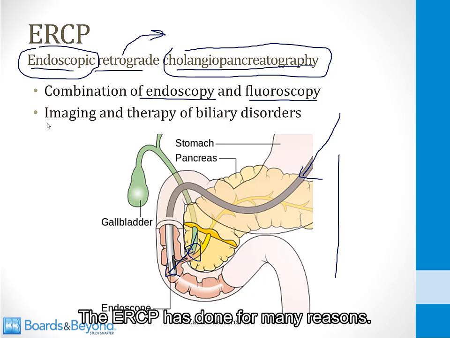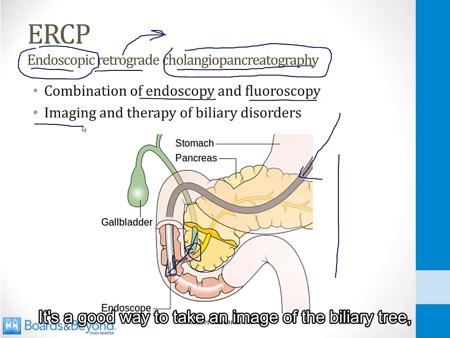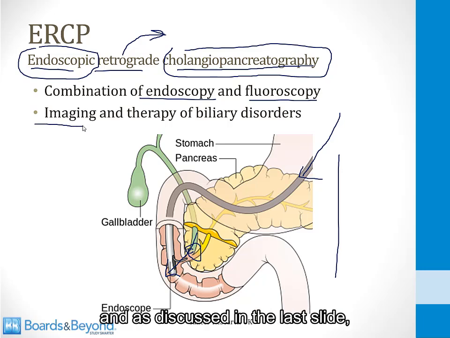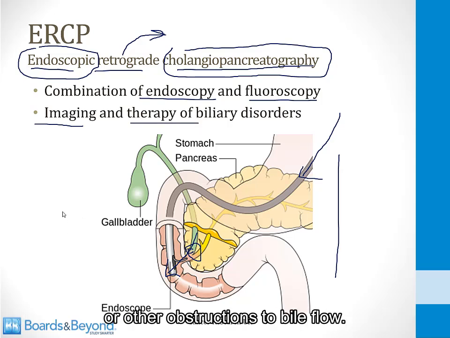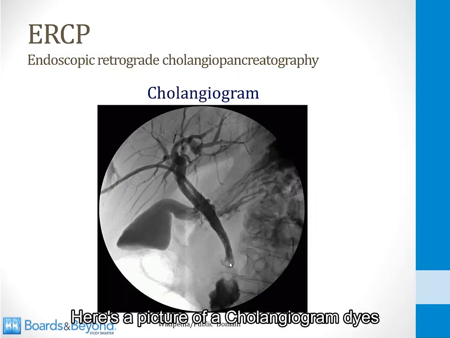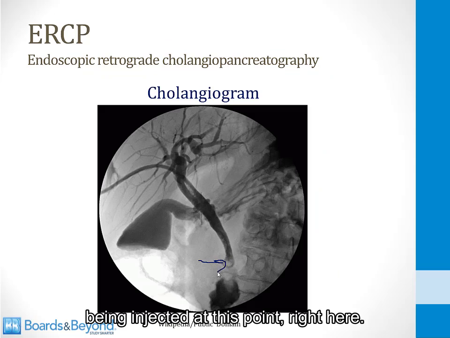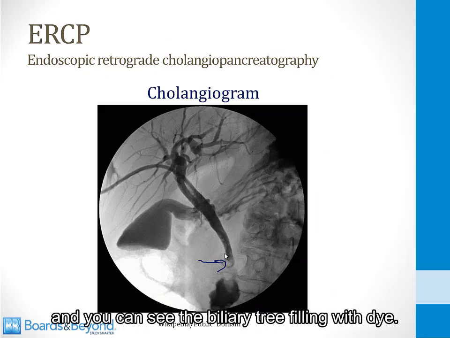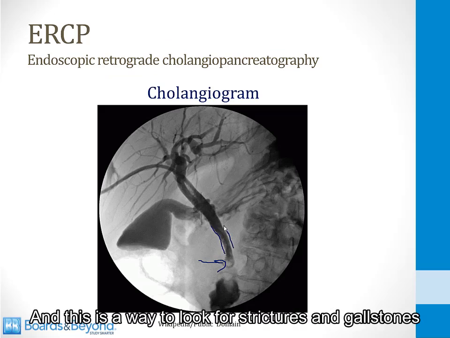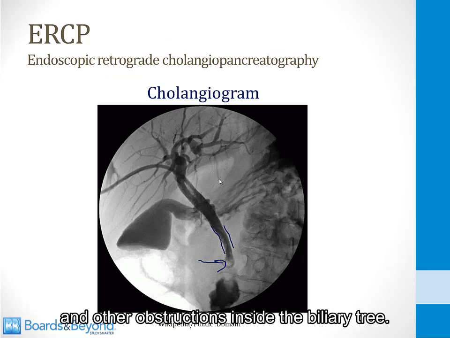ERCP is done for many reasons. It's a good way to take an image of the biliary tree, and as discussed in the last slide, it can also be used as therapy because you can extract stones or try and treat strictures or other obstructions to bile flow. Here's a picture of a cholangiogram. Dye is being injected at this point right here. The fluoroscope takes a picture of the dye, which is black, and you can see the biliary tree filling with dye, and this is a way to look for strictures and gallstones and other obstructions inside the biliary tree.